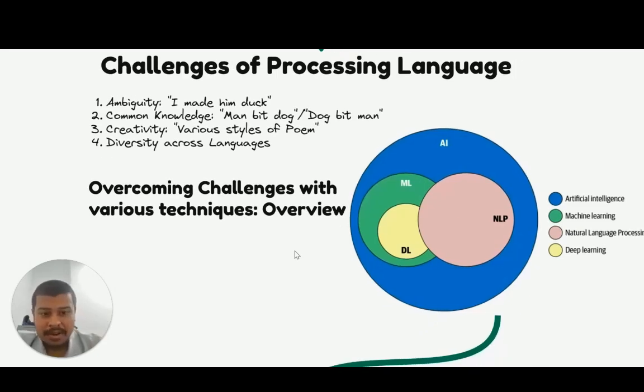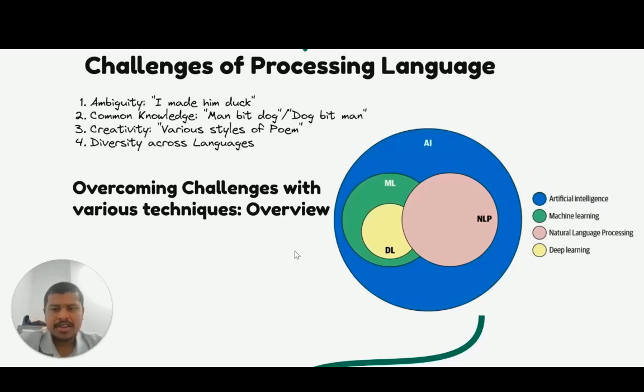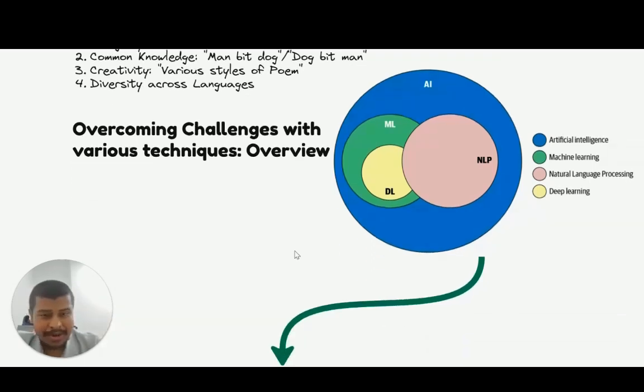All right. So overcoming challenges with various techniques. We'll see an overview of this. So we can see specifically for NLP, only a smaller part of the NLP segment is inside ML and DL. Most of the part is actually on the AI side, right? So there are a lot of techniques that we use in NLP that we are not taught in ML or DL. That is not to say we don't use ML or DL techniques.